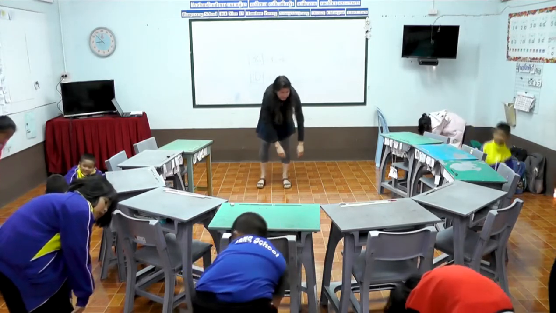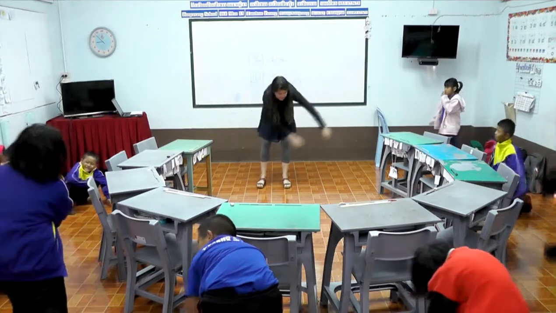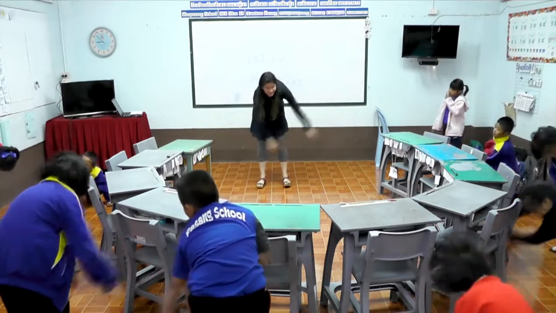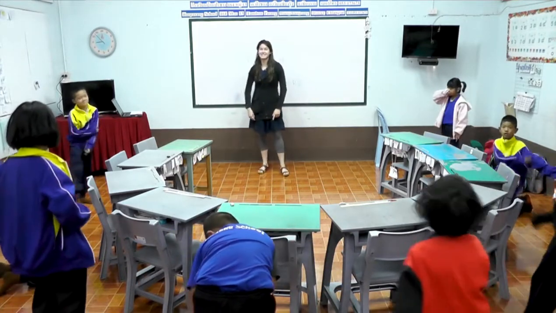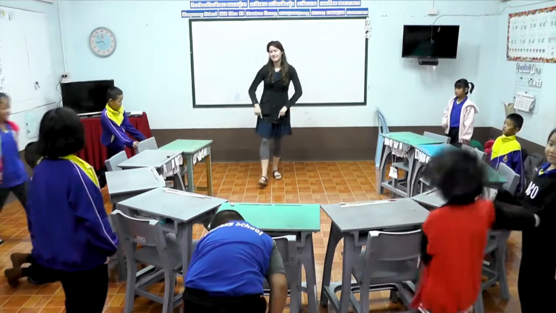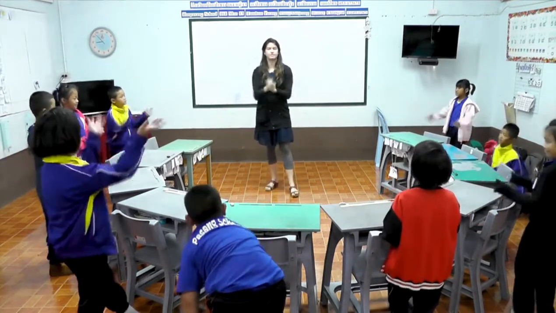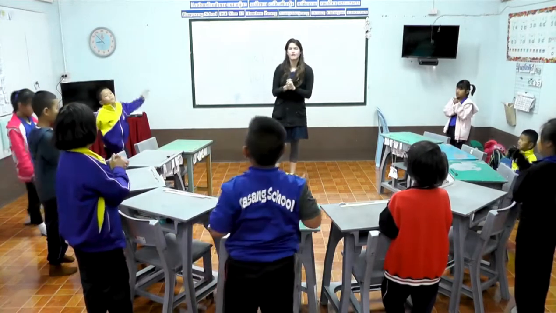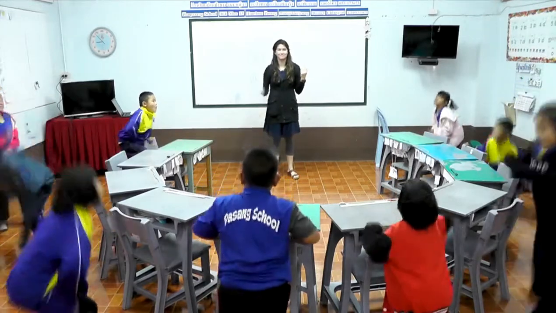Come up halfway and swing your monkey arm. Good job, friends. Stand up nice and tall. Let's do 3 big claps. Let's do 3 big jumps. How high can you jump?